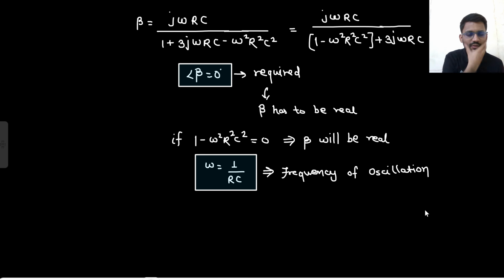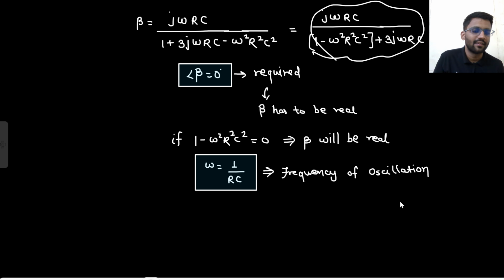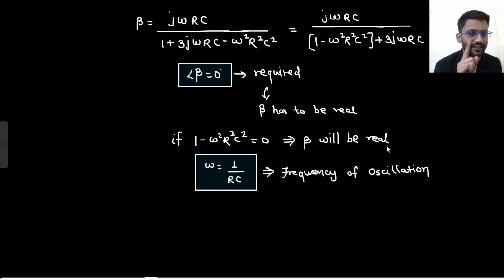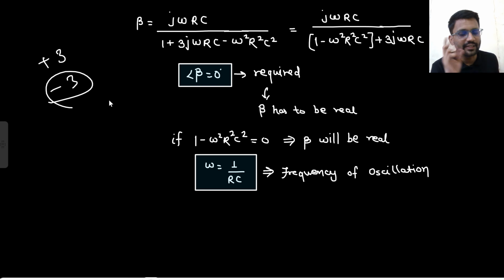Right, this is my frequency of oscillations. Well and good, no doubt about it. Now I need to check, if I put omega equals to 1 by RC, what will I get here. Am I getting beta as some positive value or some negative value? If I am getting some negative value, that means some issue is there. That means beta will be providing 180 degree phase shift, that I don't want. So I need to check it.